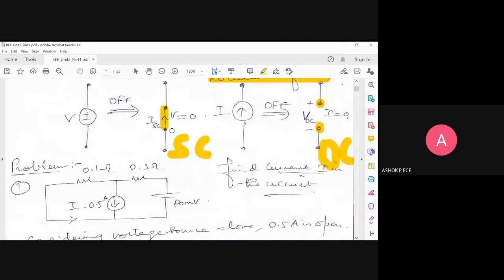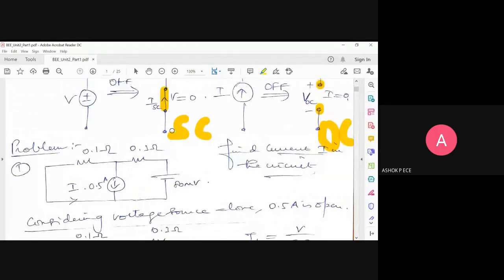So maybe we'll take a problem. So see here, I think you are all able to see this problem. The circuit is given. They are asking us to find the current I in the circuit using superposition theorem.